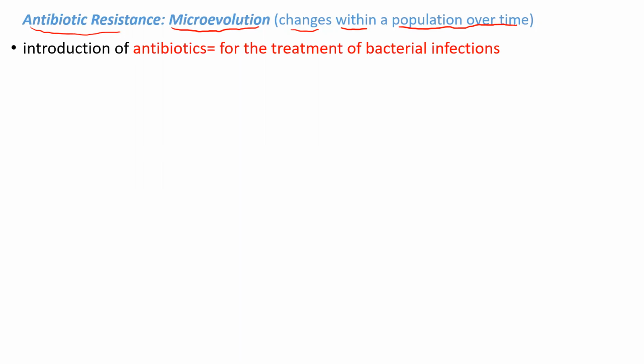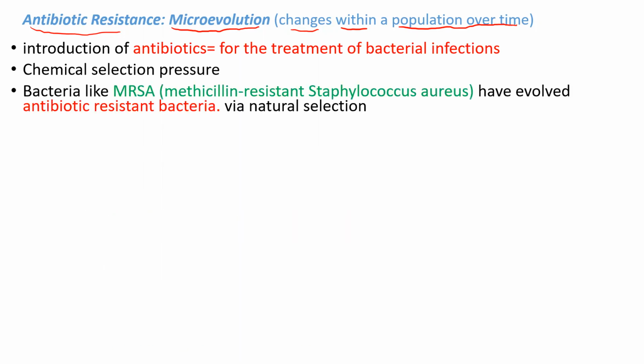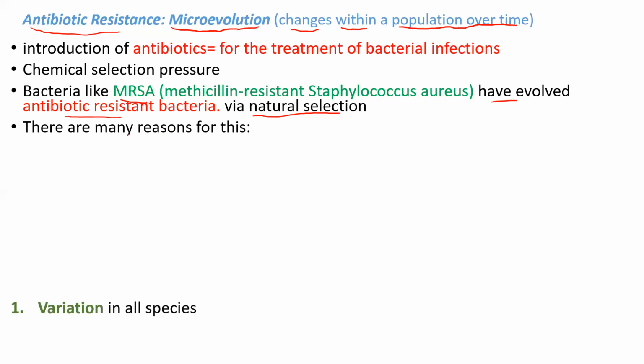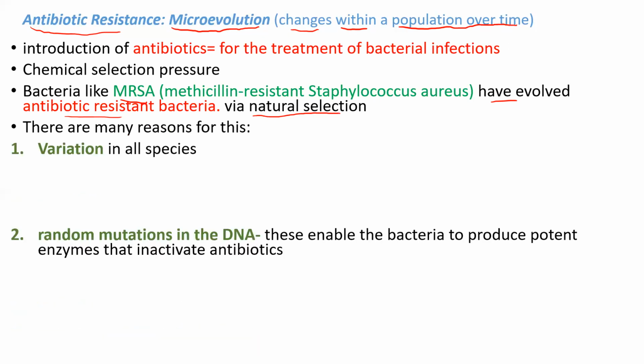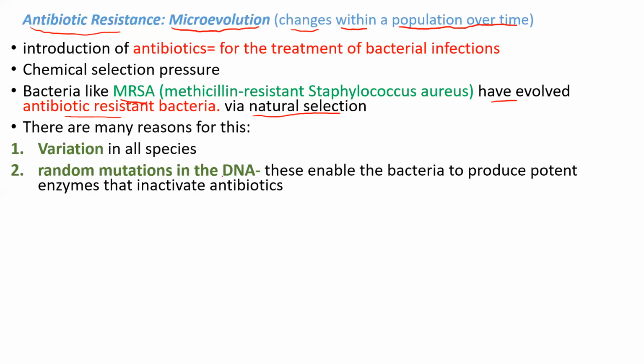So introduction of antibiotics for the treatment of bacterial infections becomes the chemical selection pressure. Antibiotics are a selection pressure. Bacteria like methicillin-resistant Staphylococcus aureus, or MRSA, have evolved antibiotic resistance via natural selection. There are many reasons for this. Variation in all species, we know that. There are mutations in the DNA as a form of that variation. These enable the bacteria to produce potent enzymes that inactivate antibiotics.